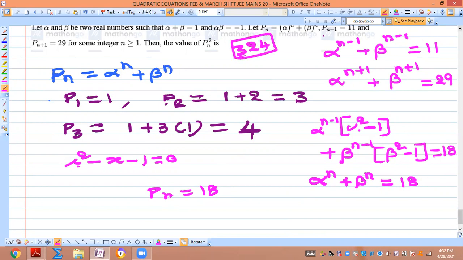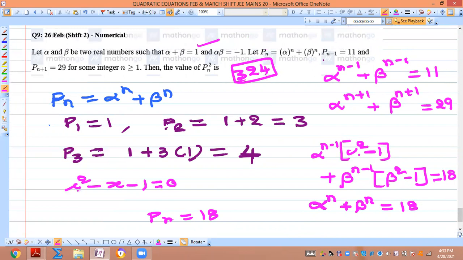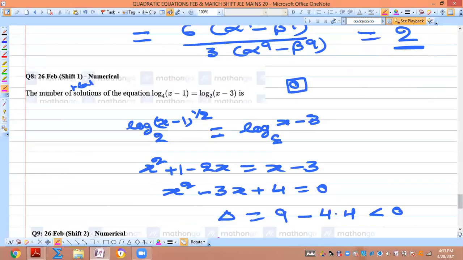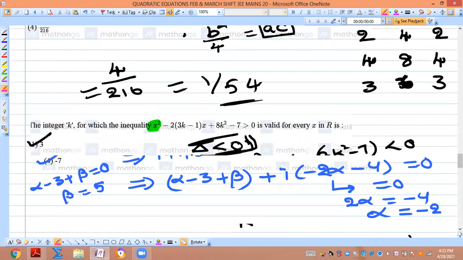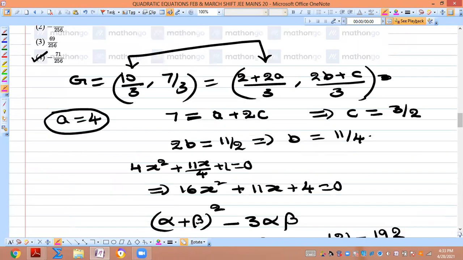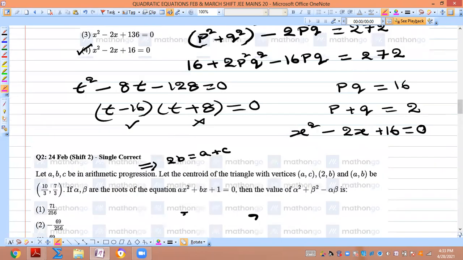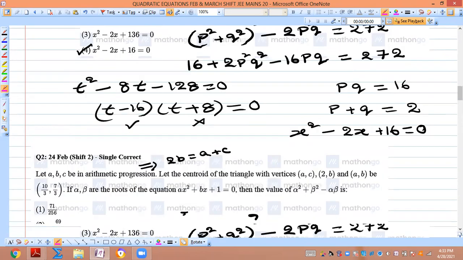So just we are using the again relation between roots and coefficients of quadratic equation. So almost around 80% problems are easy only, which were asked in February and March. So you should not miss marks from quadratic equations. Be prepared. Thank you.